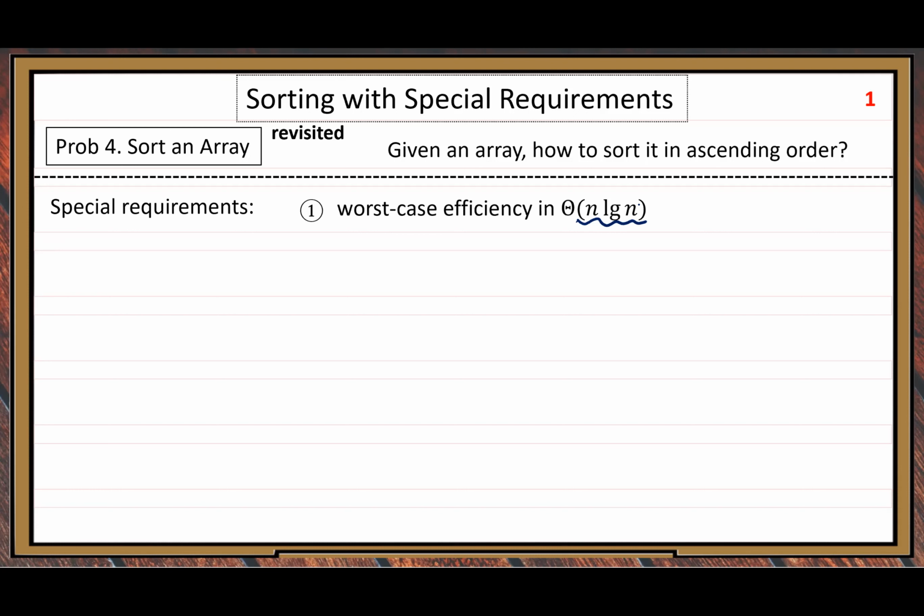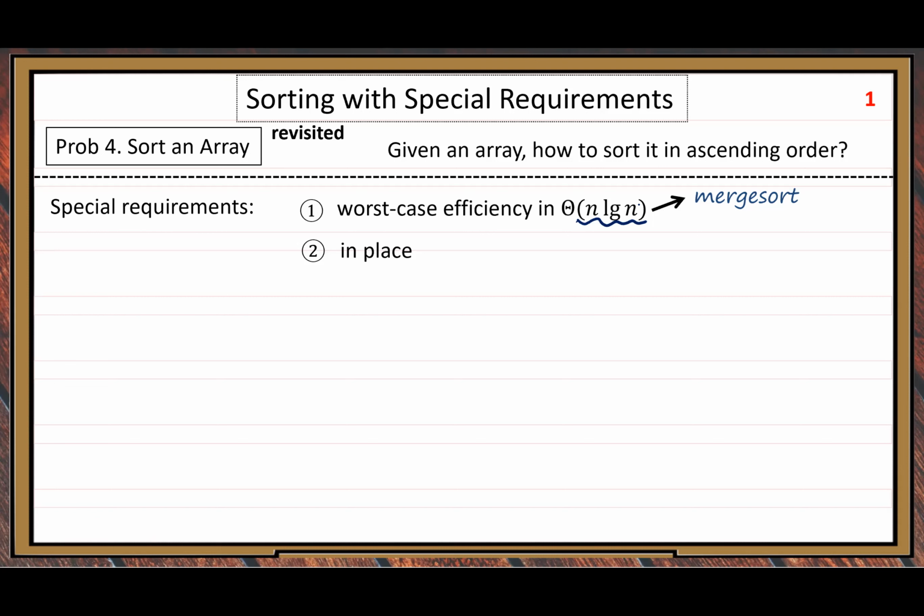Second requirement. In this one, our merge sort has this property. In all the sorting algorithms we have learned so far, only the merge sort has this property. So you can see it's not easy to get this property. The second requirement: in place.